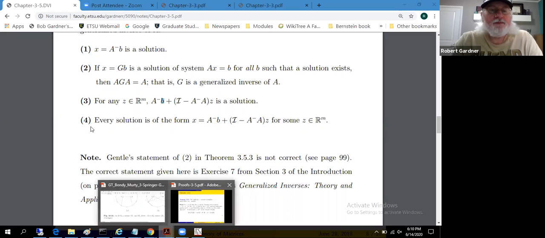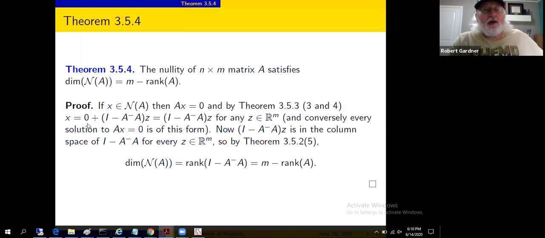So back to the proof. The generalized inverse of A times b, and b is 0 here, so that's that first piece, plus identity minus the product times vector z, any vector z with the appropriate number of components in R^m. We know that this is the form of a solution to Ax = 0. Okay, so we're getting x of the form I minus the generalized inverse of A times A, times that z, which is arbitrary.